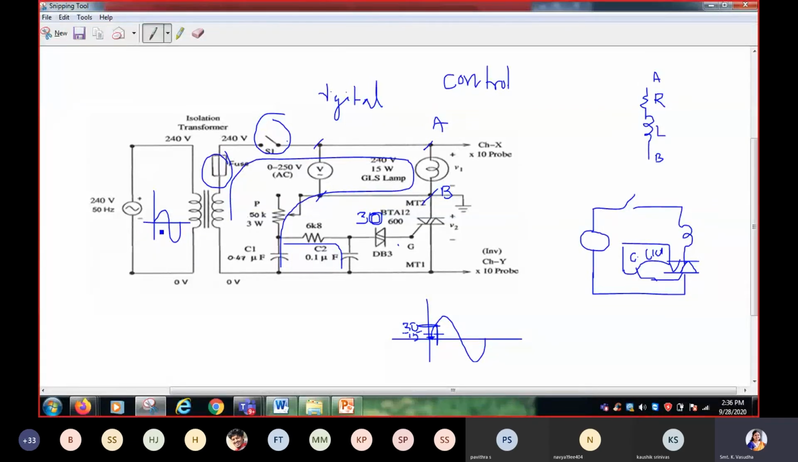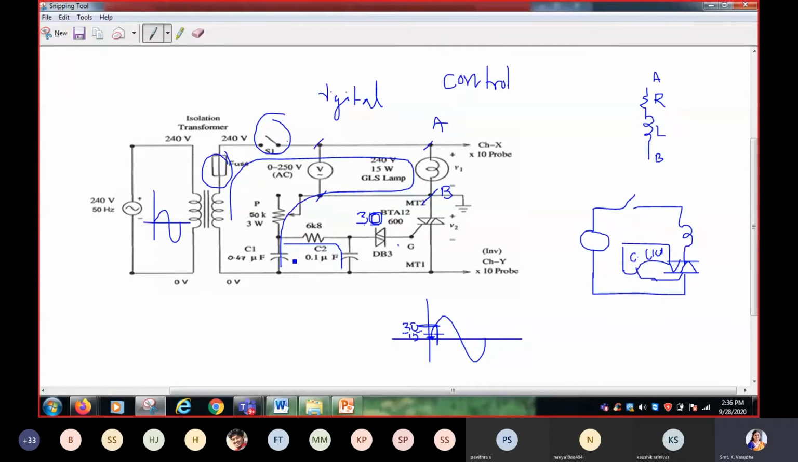So now what is happening during the positive half cycle? The current takes this path and the capacitor starts to charge. Once the capacitor crosses 30 volts, the diac will come into conduction. Now, the charging of the capacitor depends on what? The capacitor can charge at a faster rate or at a lower rate. Charging of the capacitor, the voltage across the capacitor, depends on which parameter?